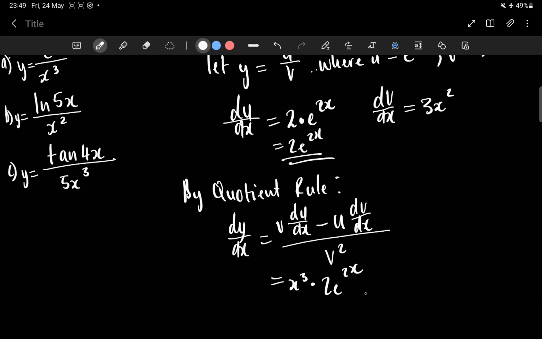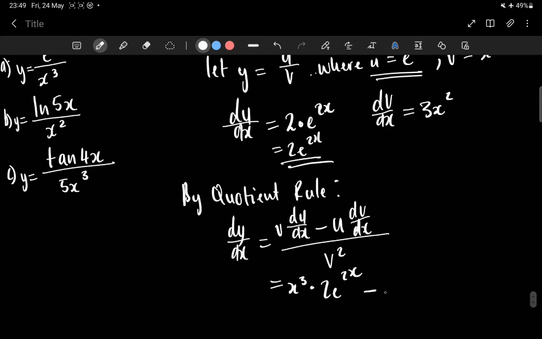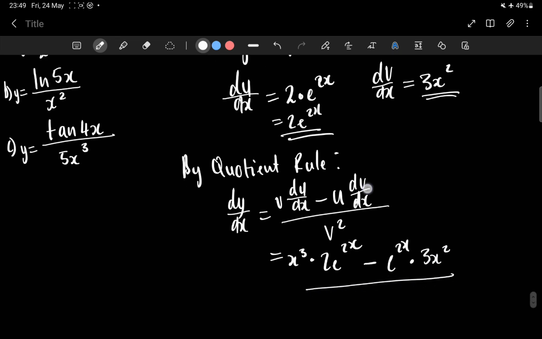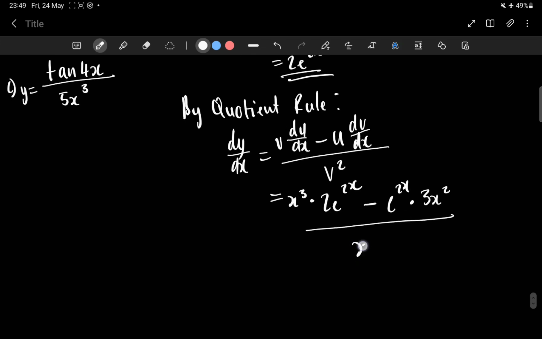Then minus, what is my u? u is e to the 2x. So e to the 2x times dv dx. What's dv dx? It is 3x squared. All over square the bottom. What is the bottom? It's v. So you square, so it'll be x cubed, all squared.